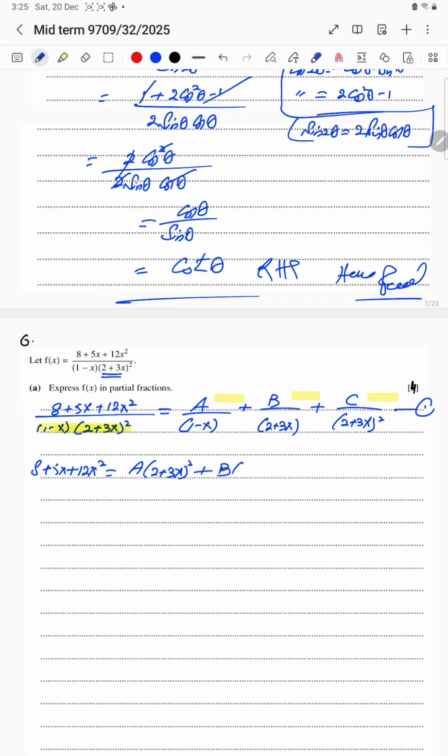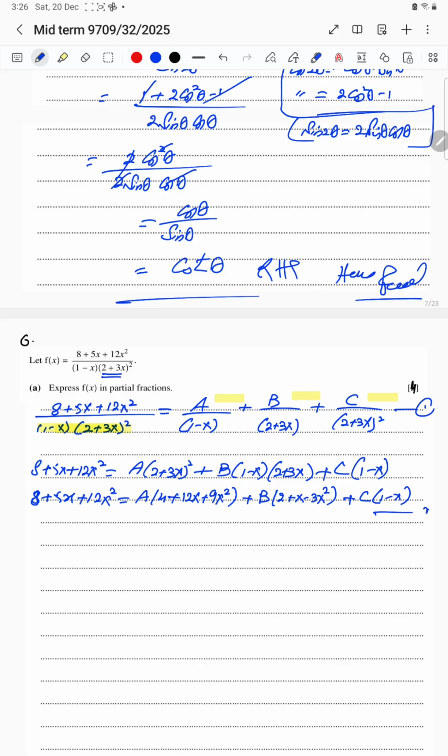You need to be very careful about your calculations. These are algebraic calculations. If you are weak there, you need to practice a lot to come up to the required expectation. Okay, here we can solve it. 8 plus 5x plus 12x square equals a into 4 plus 12x plus 9x square, plus b times 2 plus x minus 3x square, and plus c with 1 minus x.